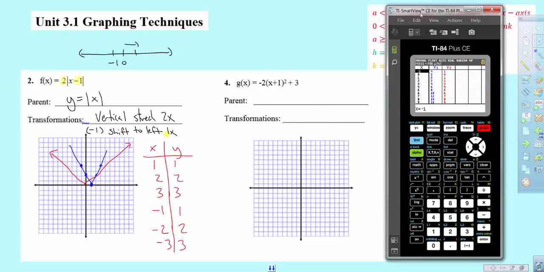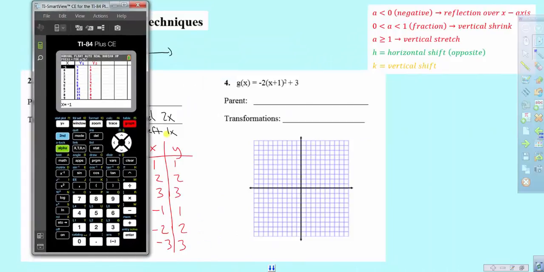On number 4, let's do color coding here. So we have our A value, we have our K value, that is not our K is on the end, and we have our H value right there in the middle. So we've got our three different colors. First thing we know is that this is a quadratic. This is an x squared. So this is y equals x squared. So when we look at what's on the front, we have two things. The negative on the front reflects us over the x-axis.